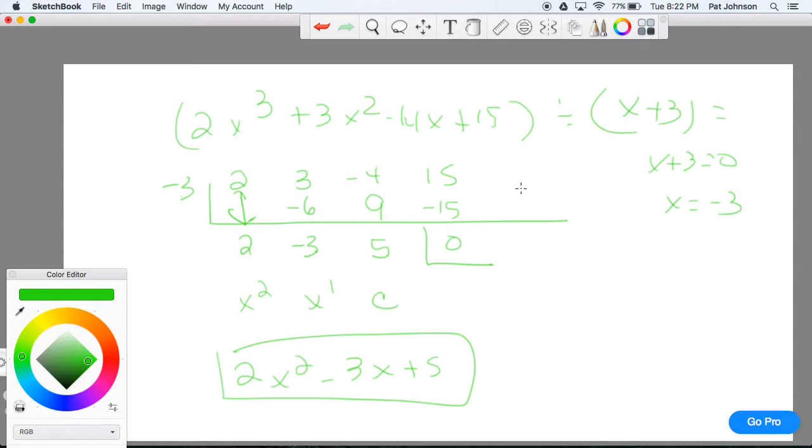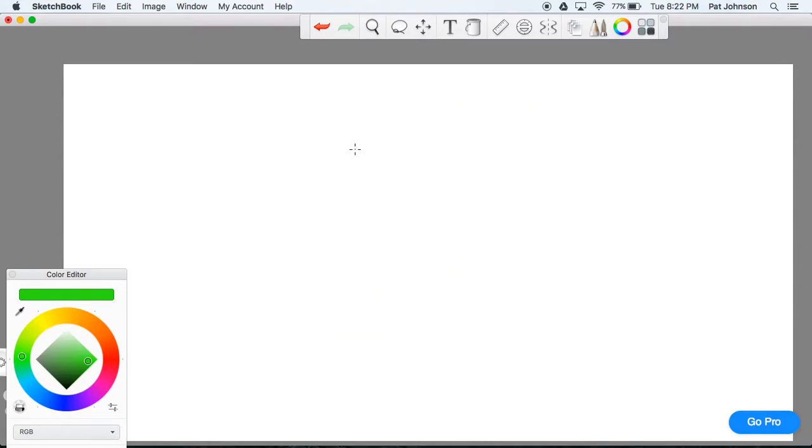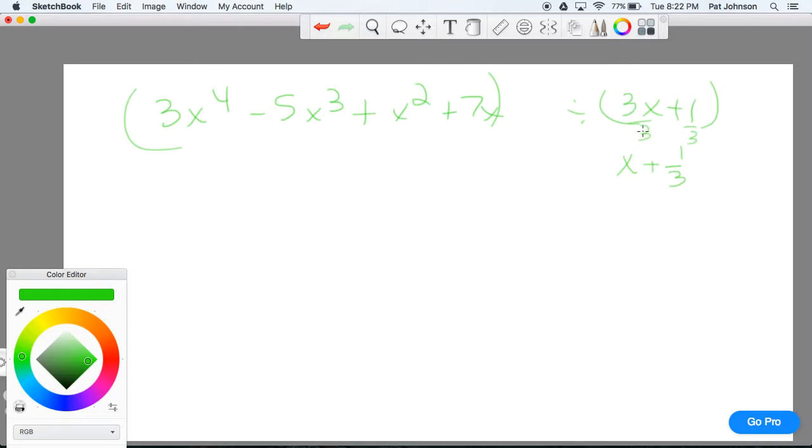So let's look at example 5 on page 314. So let's take 3x to the 4th minus 5x cubed plus x squared plus 7x, and we're going to divide that by 3x plus 1. All right, so we rewrite the divisor with the lead coefficient of 1. So this is a divisor. We have to have a lead coefficient of 1, so we can say x plus 1/3. Because if I divide that by 3 and divide that by 3, I get x plus 1/3.